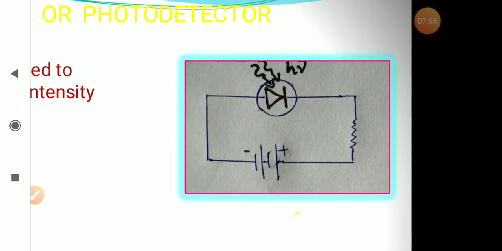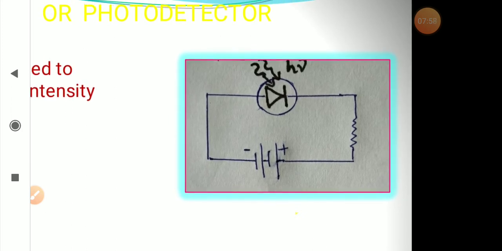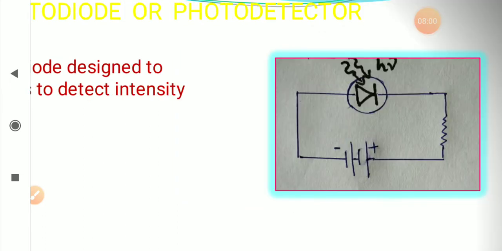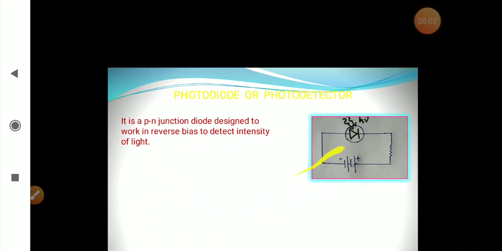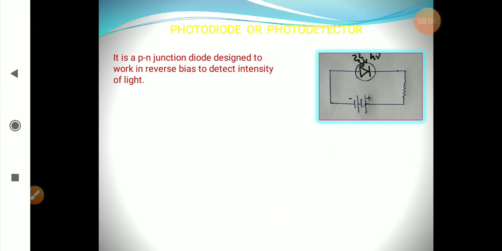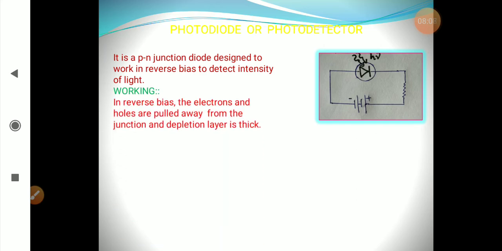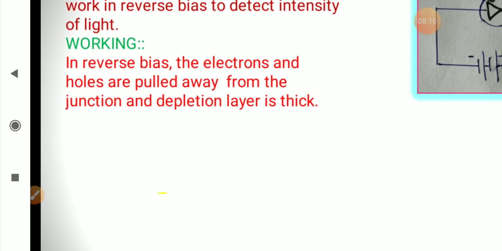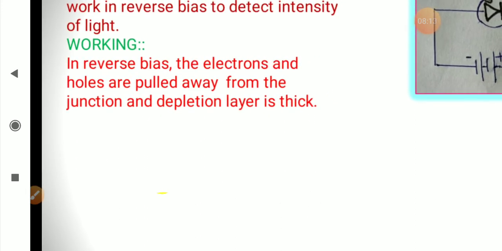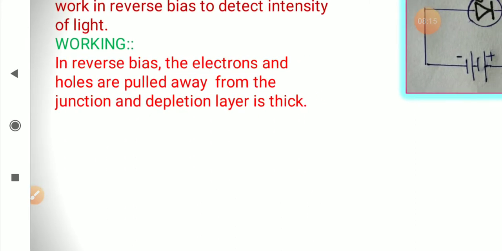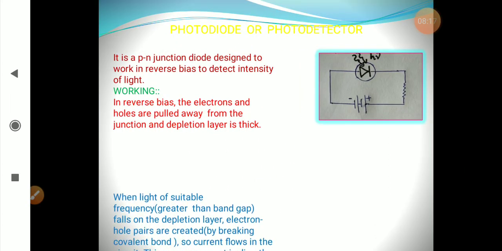This photodiode is connected in reverse bias. Now, when light of suitable frequency falls on it, it can detect it. It's working. In reverse bias, the electrons and holes are pulled away from the junction and the depletion layer is thick.